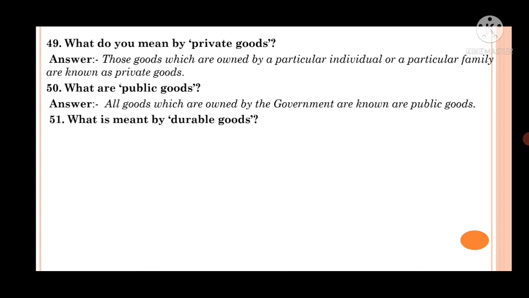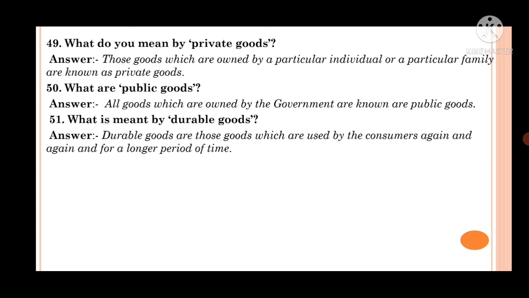Then question number 51. What is meant by durable goods? Answer is, durable goods are those goods which are used by the consumers again and again and for a longer period of time. House, durable goods. A car, durable goods. Television, durable goods. Chairs, tables, furniture, durable goods, because they are used again and again and can be used for a longer period of time, right?